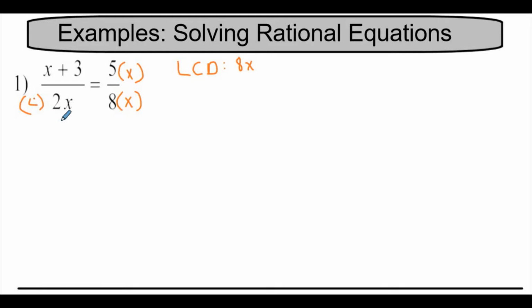Because 2 times 4 is 8. And now if you just do a little mental check here, this is 8x and this is 8x. So both of those are now equivalent. So what you do now is you will simplify this, right? So you're going to distribute this one and multiply that one. So you'll get 4x plus 12. All right. And then that equals 5x.